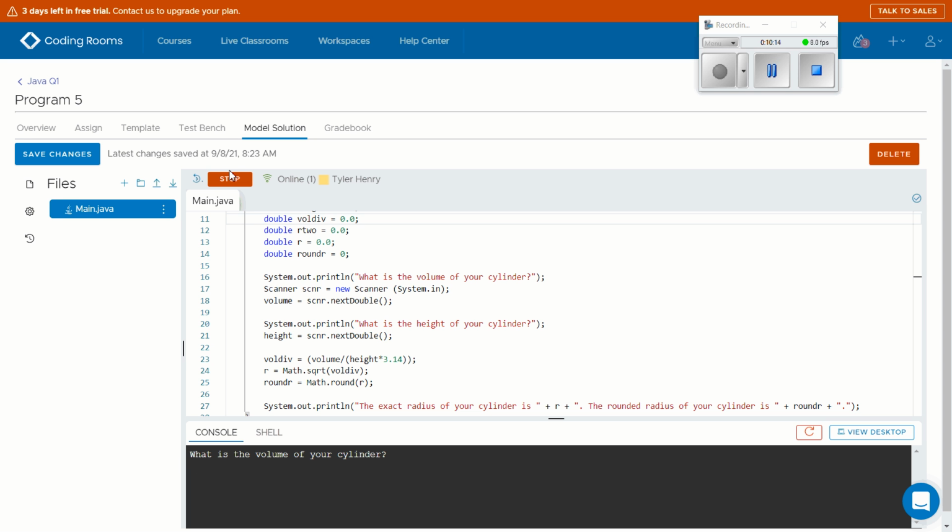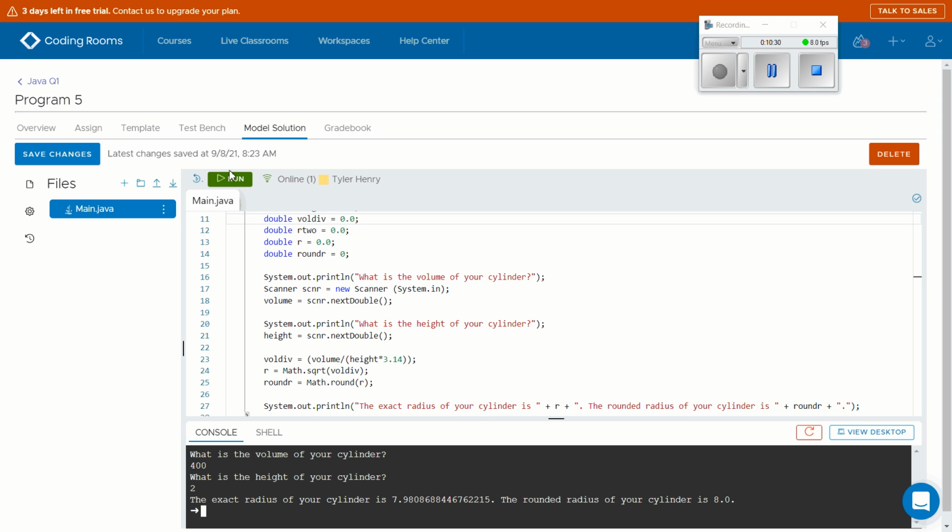So let's say I have a cylinder with a volume of 400. Hit enter. What is the height? Let's say 2. So the radius would be 7.98, blah, blah, blah. Rounded would be 8. So that seemed to work out pretty well.